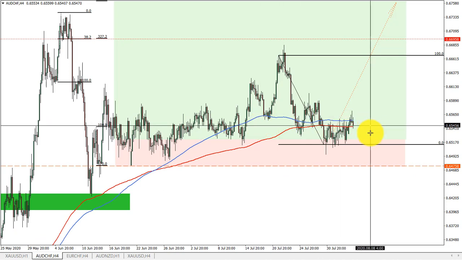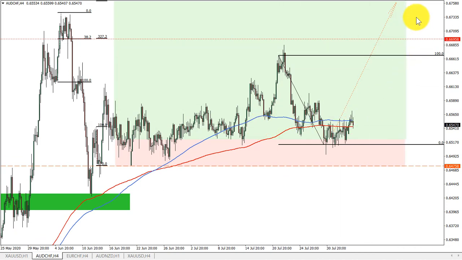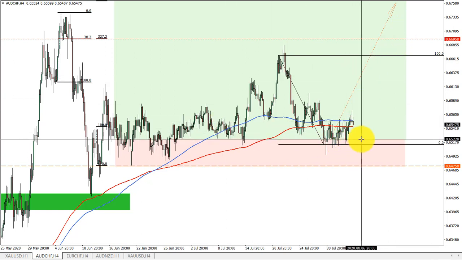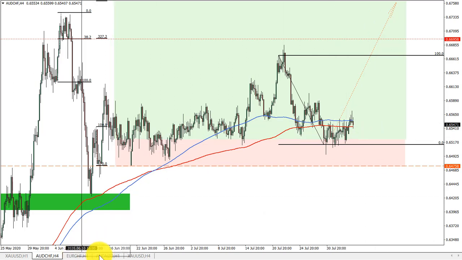Australian Swiss franc could be going to the upside as expected, but considering that the euro Swiss franc is the most interesting idea for me, perhaps it will be the Swiss franc still that will be pushing this pair to the upside. Still looks interesting, and we will continue watching this currency pair.